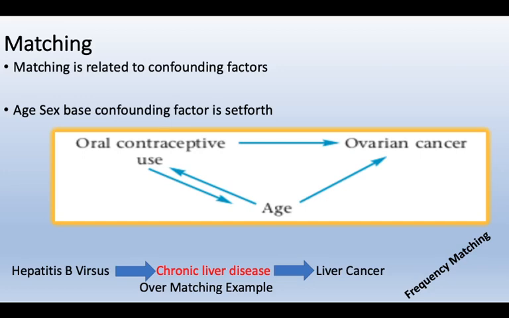How much dose is she going to take? Is it going to be 5 pills, 1 pill, or per week? So the dose and duration of that intake are also of interest. Similarly, for hepatitis B virus, chronic liver disease, and liver cancer, the frequency of matching is sometimes more important.